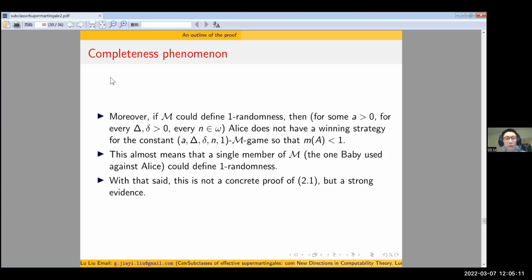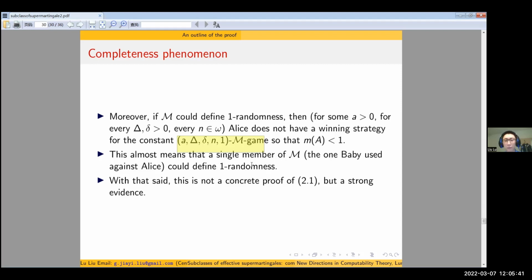So why do we say this? Recall that our main conclusion is that if a subclass defines one randomness, it means that a single member of that class can do so. Because if a subclass M defines one randomness, it means Alice does not have a winning strategy for this constant game, even when Baby just presents one Super Martingale.